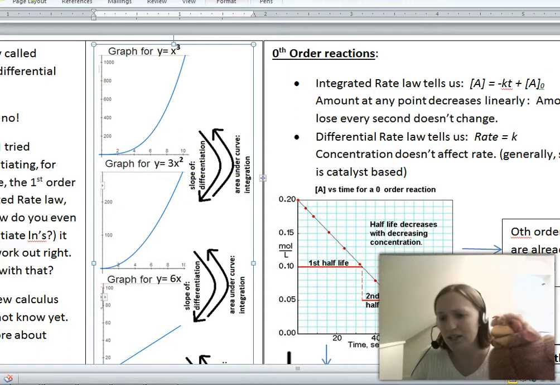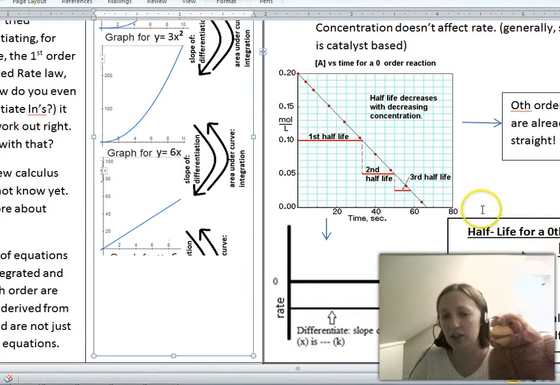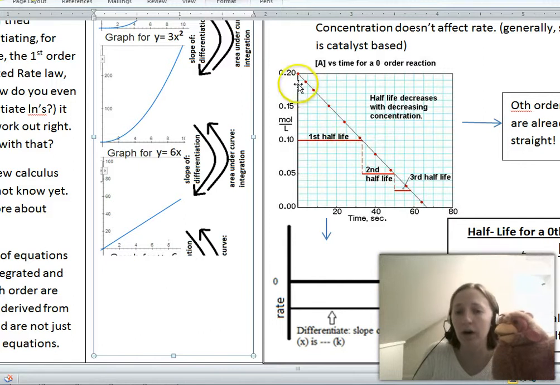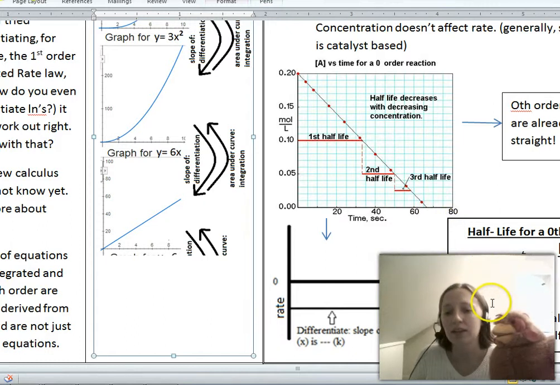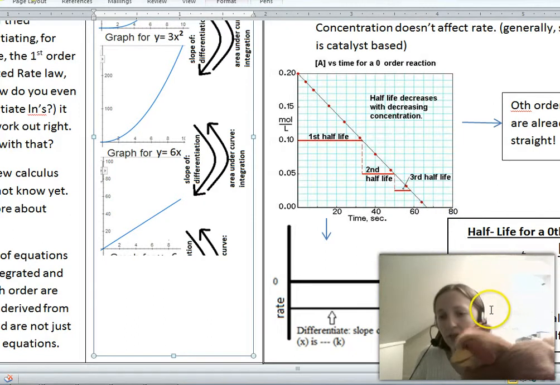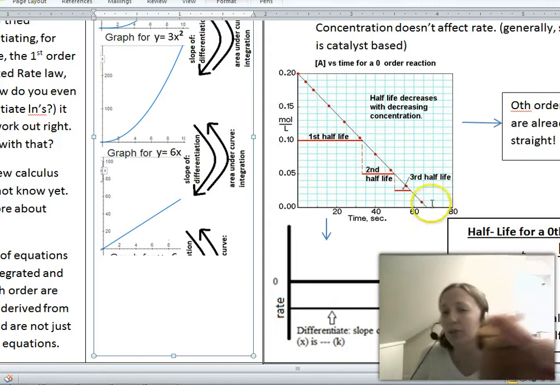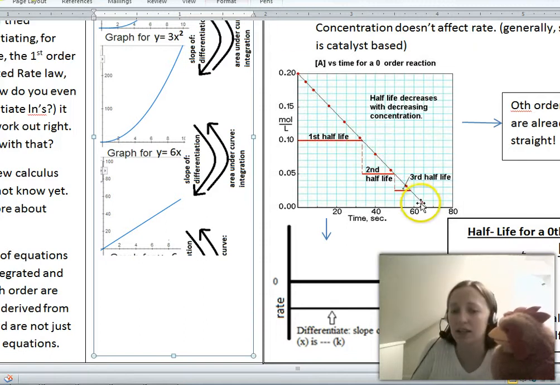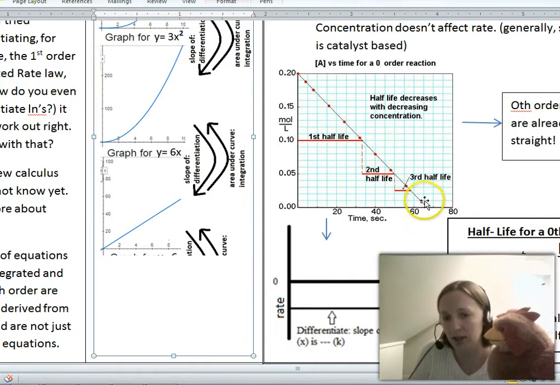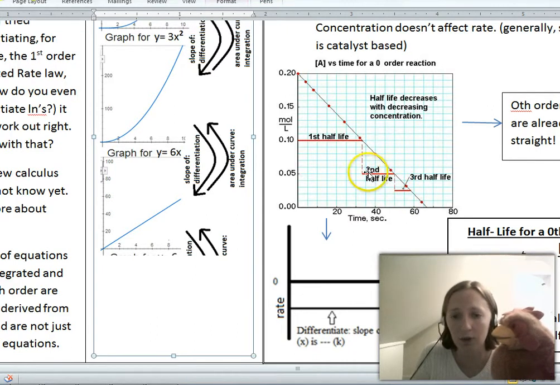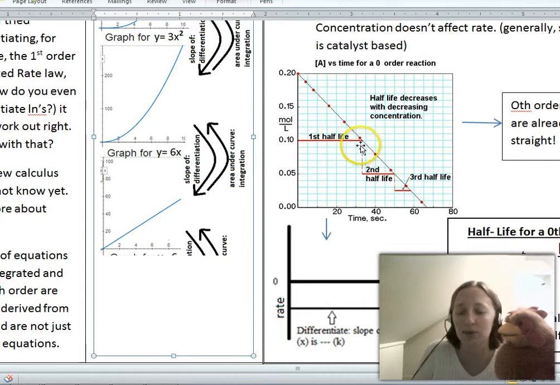So what's neat about a zeroth order reaction is that you can, number one, look at it and go, oh, that's zeroth order because it's concentration versus time and it's straight. The half-lives keep getting shorter. The half-life is half as long as the previous half-life because you're losing the same amount every second, and so it takes half as long to lose 0.05 as it took to lose 0.10 to begin with.